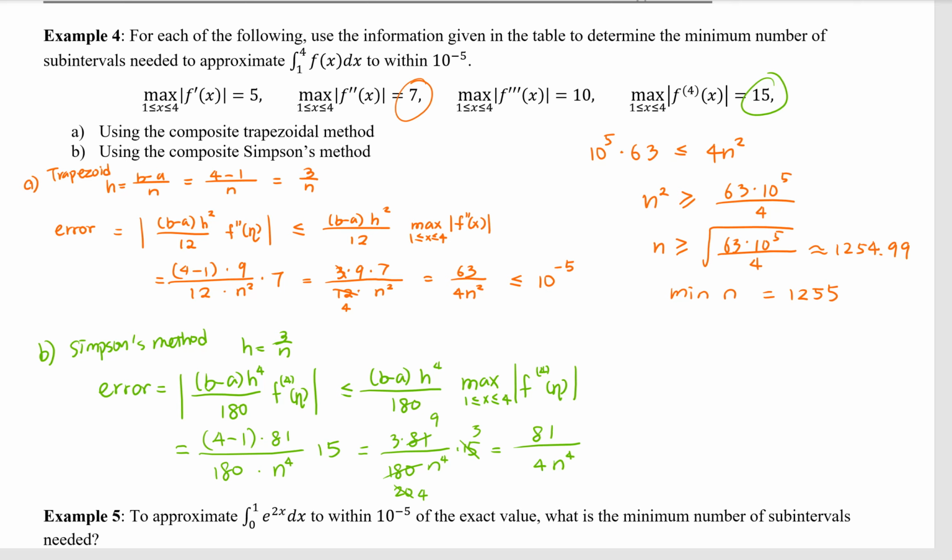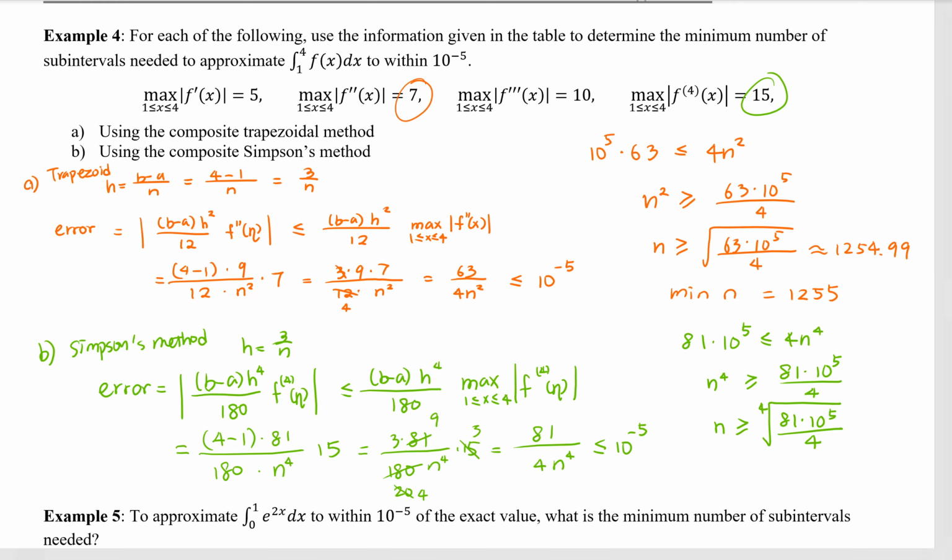So far, so good, everybody? You don't have to simplify it, but you just have more numbers to calculate. Okay, we want this number to be less than or equal to 10 to the minus 5. Alright, let's see. This is the same as we multiply both sides by 4n to the 4th, and we can multiply both sides by 10 to the 5th, right? And then n to the 4th is greater than or equal to 81 times 10 to the 5th over 4. Well, n is greater than or equal to the 4th root of 81 times 10 to the 5th over 4.